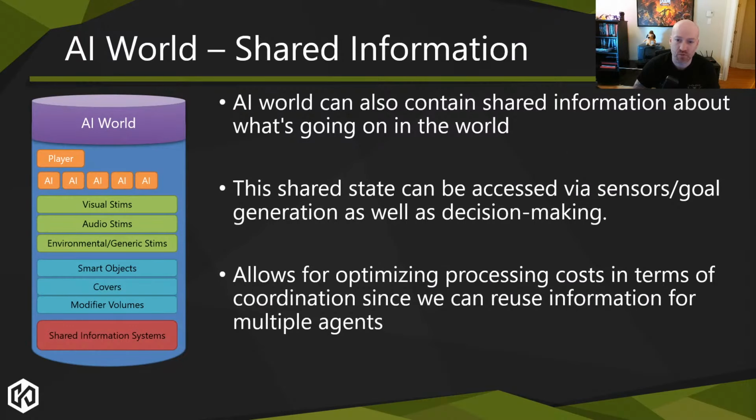The last thing that's really important is something I call shared information. This is global shared state that a lot of agents can access and use. It can be accessed through sensors of the goal generation, and it could also be accessed directly through decision making in certain scenarios. It basically allows us to optimize and share processing costs in systems where we need coordination or need to reuse this kind of data across multiple agents. But it could also be used to facilitate the faking of group behaviors, a lot of those sorts of things.